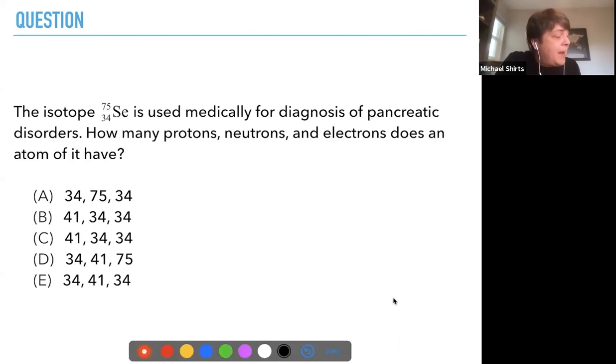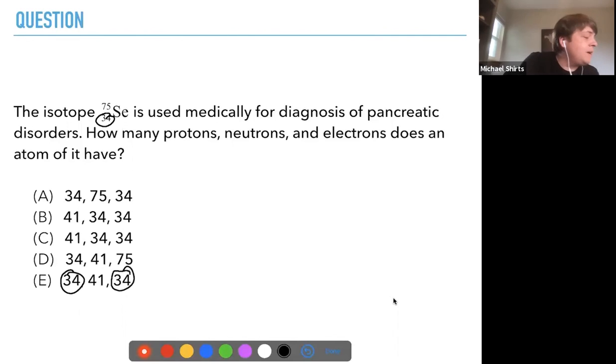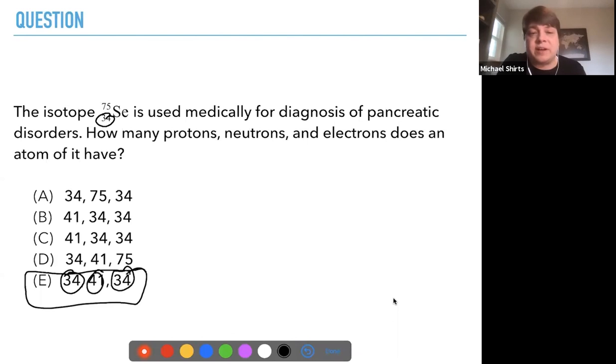All right, coming back. So right there, it says in the isotope label that the atomic number is 34. Therefore, it's going to have 34 protons. It's neutral. There's no plus or minus anywhere, indicating that the number of electrons will be the same. And so the question is, how many neutrons does it have? Well, the 75 is not the number of neutrons, remember. It's the sum of the protons plus neutrons. So we just have to take 75 minus 34 to get 41. So E is the right answer there.